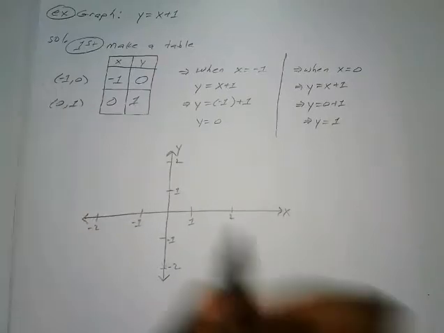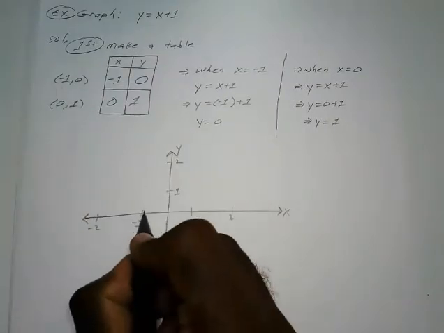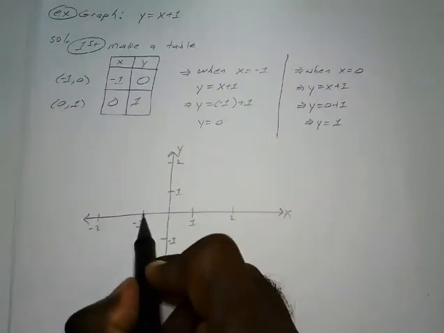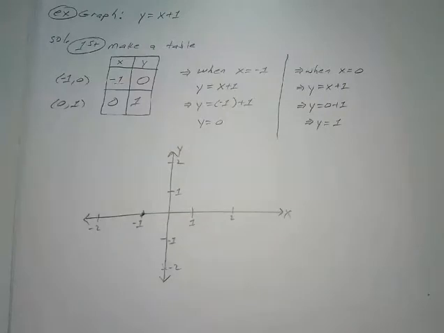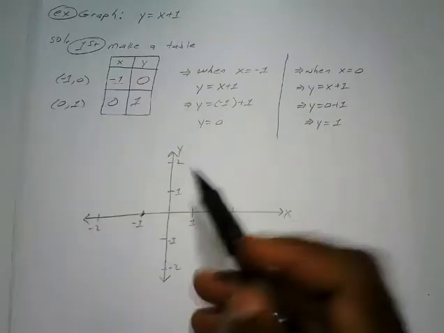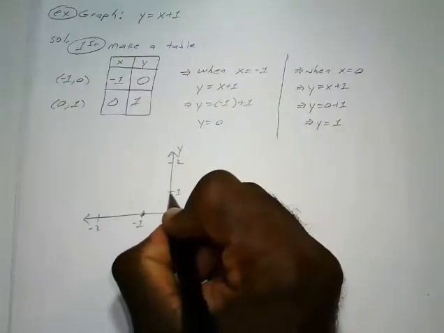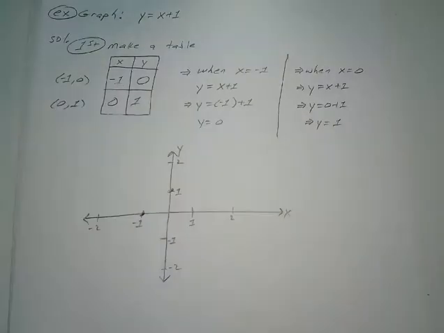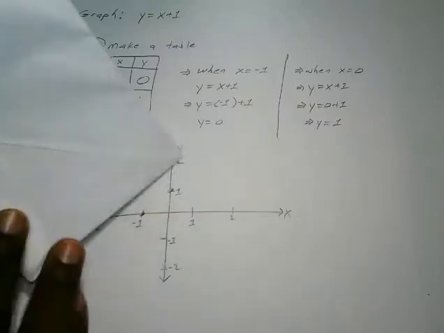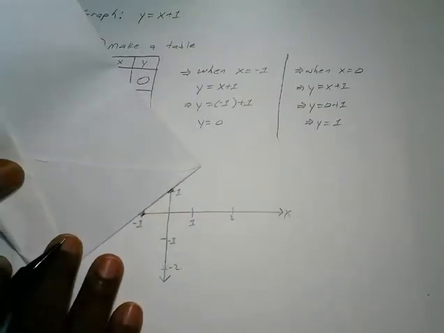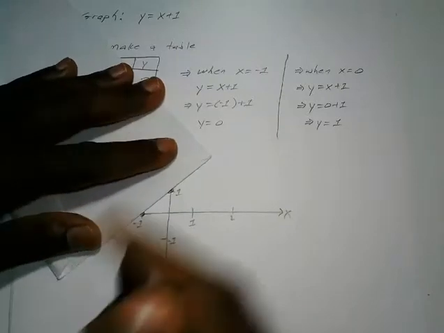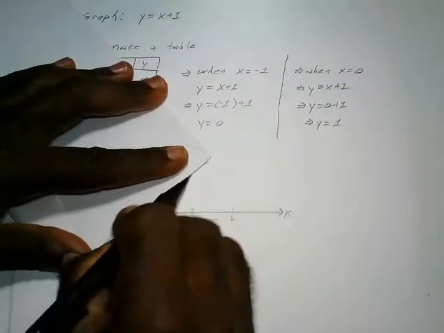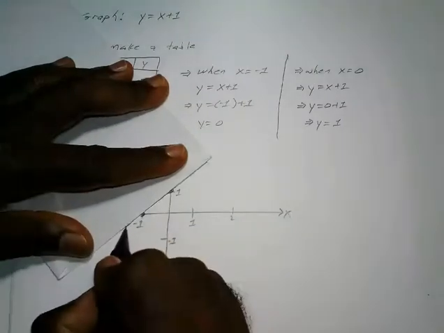Okay, so we have -1, 0. So x equals -1, y equals 0. Right there. And we have 0, 1. X equals 0, y equals 1 is right there. Okay. So once again, you can pick any straight edge, a ruler, or like I'm using the side of an envelope, and just draw a line right through those points.